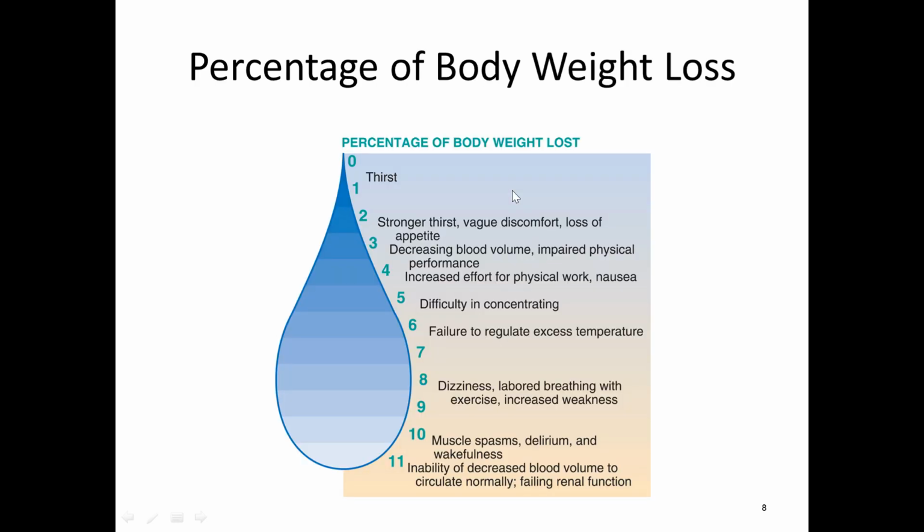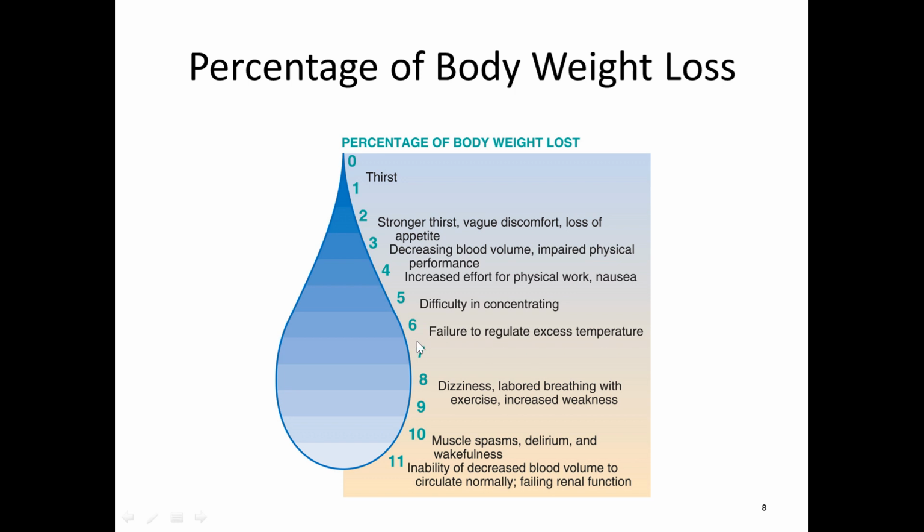The percentage of body weight loss. At 0 to 1%, there is thirst. When 2 to 3% of body weight is lost, there is stronger thirst, vague discomfort, loss of appetite. Then decreasing blood volume, impaired physical performance, increased efforts for physical work, nausea, difficulty in concentrating, failure to regulate excess temperature.